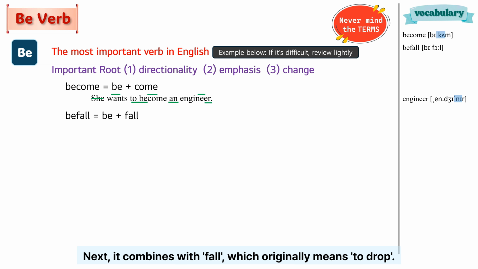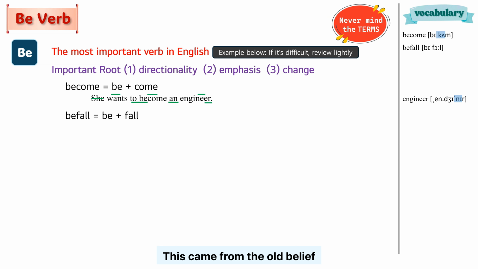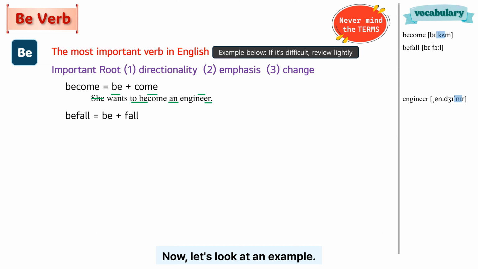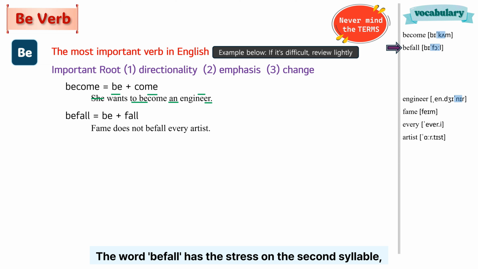Next, it combines with fall, which originally means to drop. This came from the old belief that when a star fell, something was bound to happen. From that idea, the meaning evolved into a fateful event happening, especially when it's an unfortunate event. Now, let's look at an example. The word befall has the stress on the second syllable.